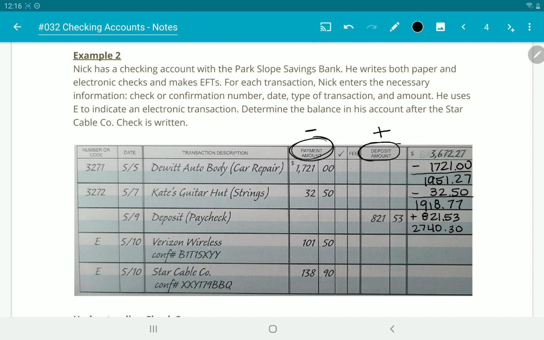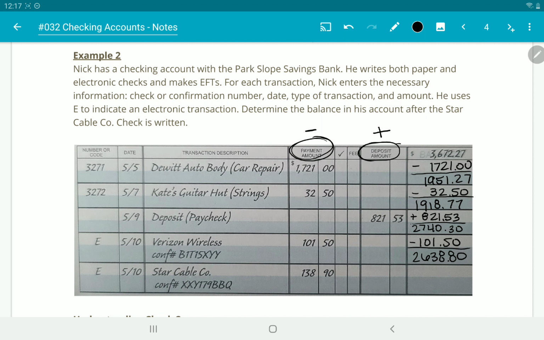Next, they had to pay Verizon Wireless. It was an electronic payment. Over here, you can see he wrote down the check numbers for these because he paid with checks, and these ones are electronic. So he spent $101.50. We will subtract $101.50 from their balance because they are spending the money. And so with that, they would get $2,638.80 after that. That's how much they have in their bank account.